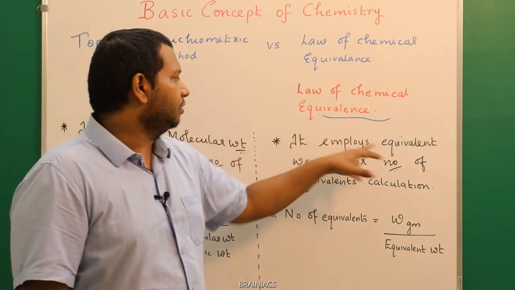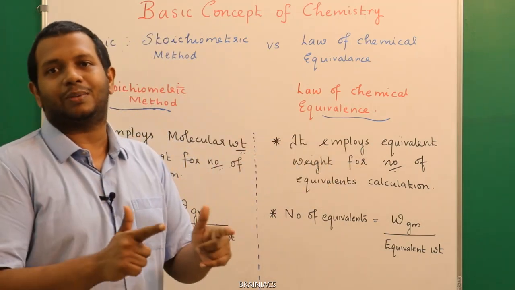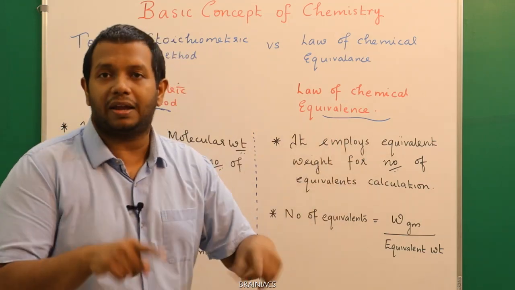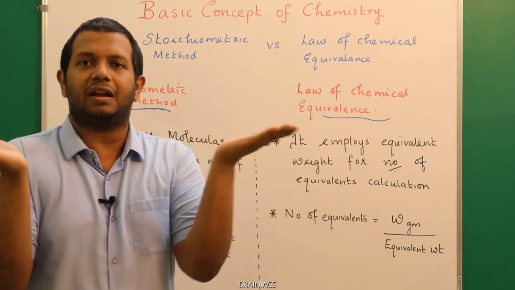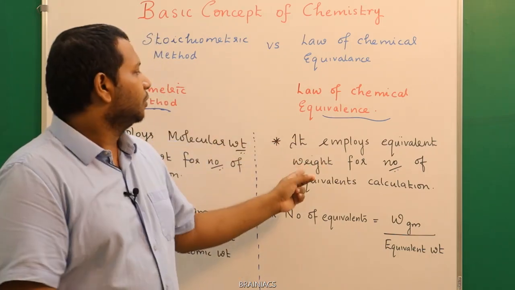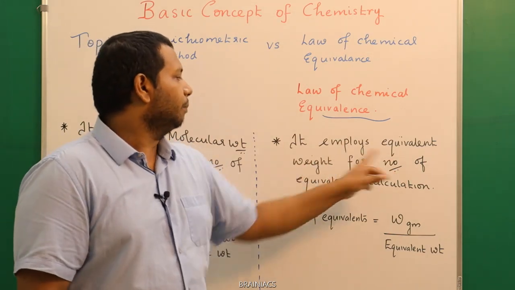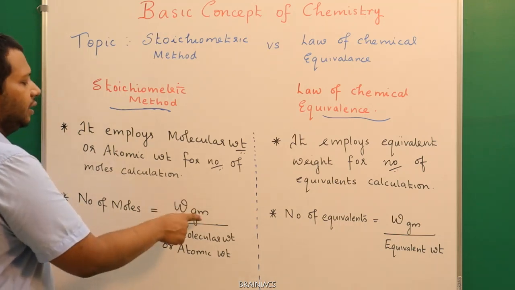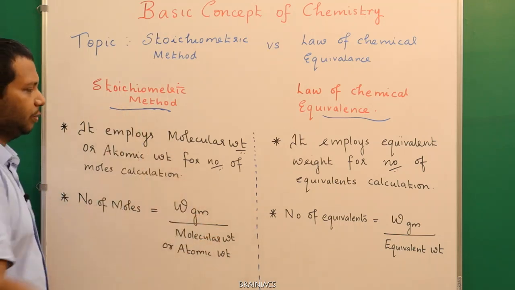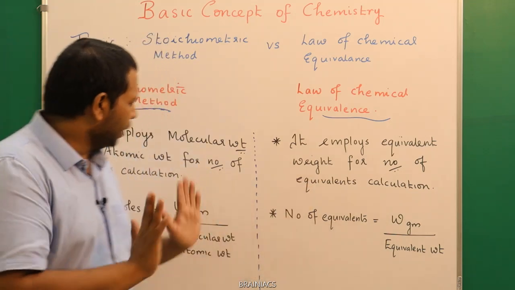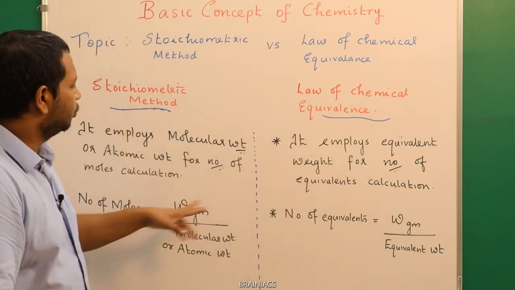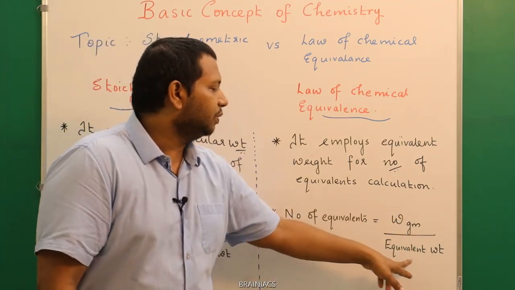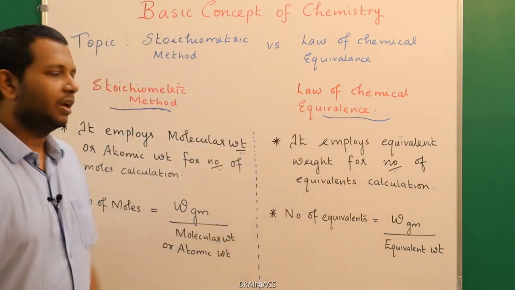Now here it employs equivalent weight. We know how to calculate the equivalent weight. So it employs equivalent weight for the calculation of what? Number of equivalents. We know number of moles and number of equivalents are like brother and sister, correct? So it employs equivalent weight for number of equivalents calculation. So how do you do that? Number of moles is equal to weight in gram divided by molecular weight or atomic weight. So number of equivalents is equal to the same. You don't have to remember anything extra. Here also weight in gram, but instead of molecular weight or atomic weight, since it is equivalence, we say equivalent weight. That's it. Very simple.